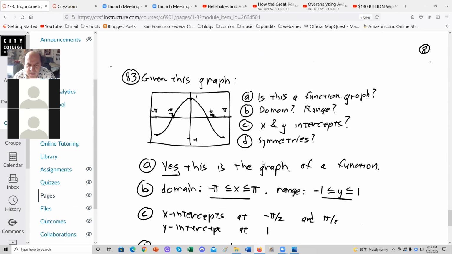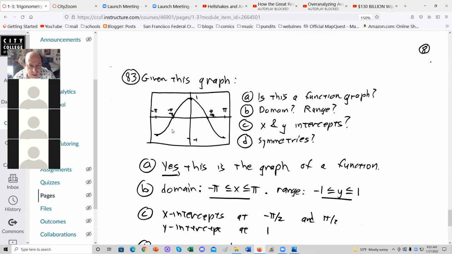Here we have a graph. Actually, you'll see this graph later. This is a graph of one cycle of the cosine function. Is it a function graph, what's the domain, what's the range, what are the x and y intercepts, and does it have any symmetry? Professor, yes.